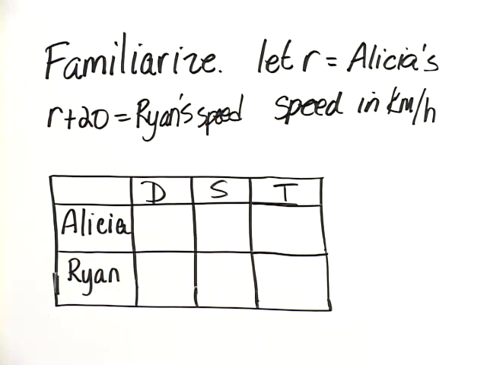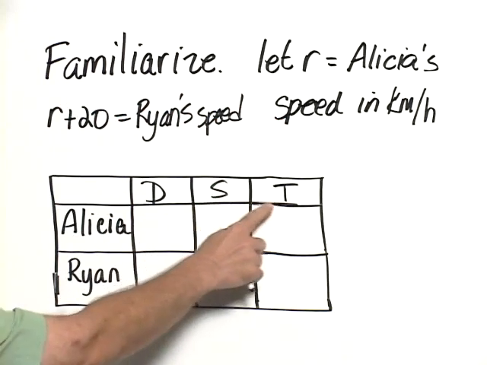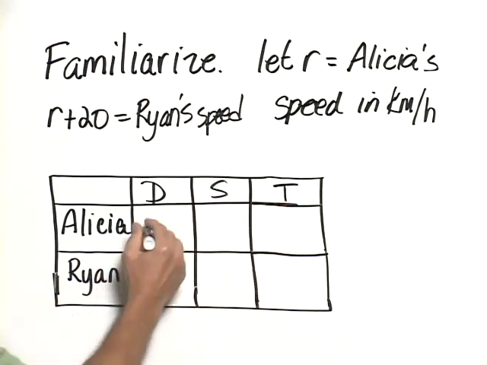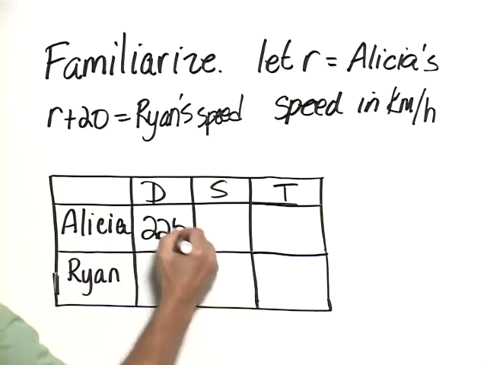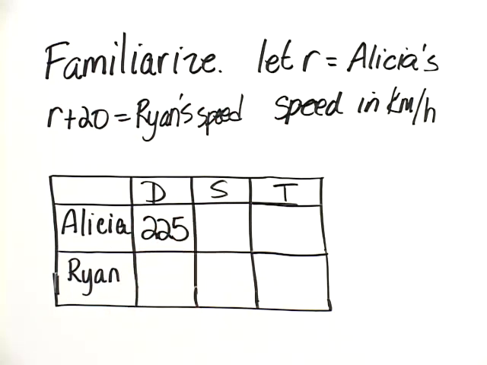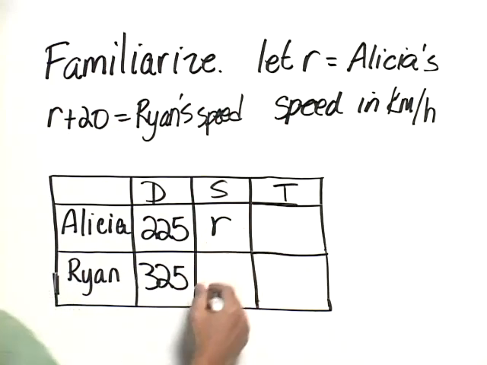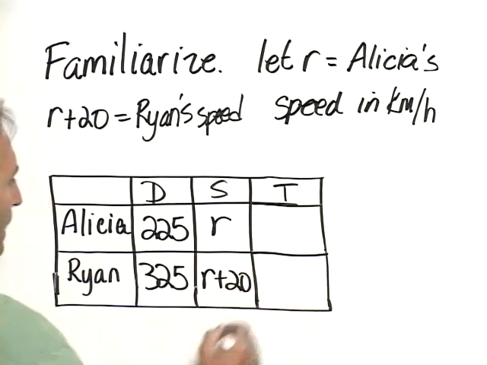It's often helpful, especially with motion problems, to have a chart to help organize the information. So now let's fill in the information in our chart where we have distance equals speed times time. So what we have is Alicia driving 225 kilometers. We have Ryan driving 325 kilometers. Alicia's speed is R. Ryan's is R plus 20.